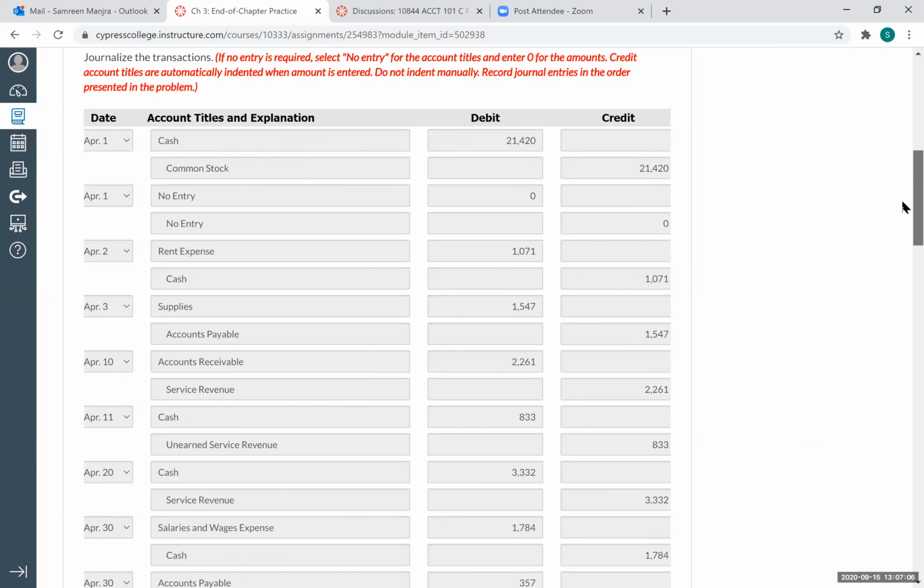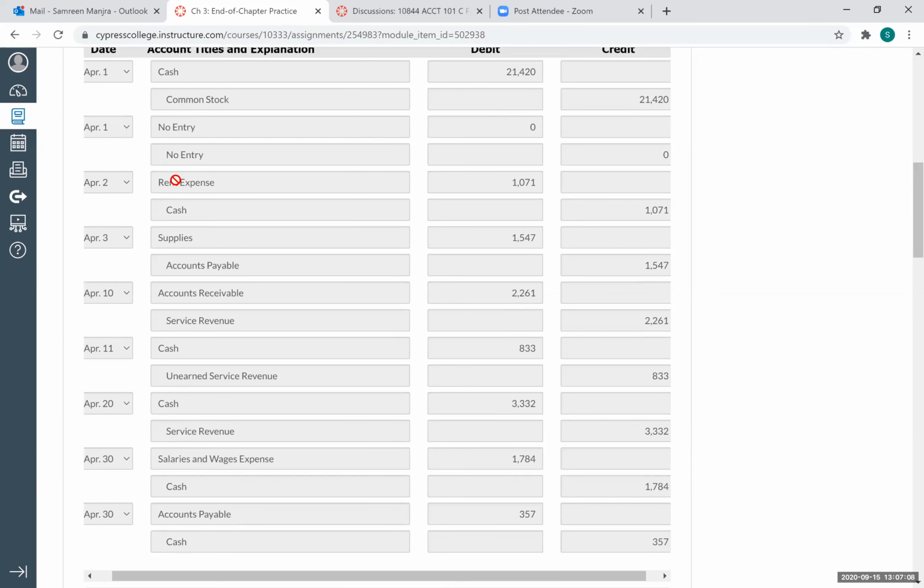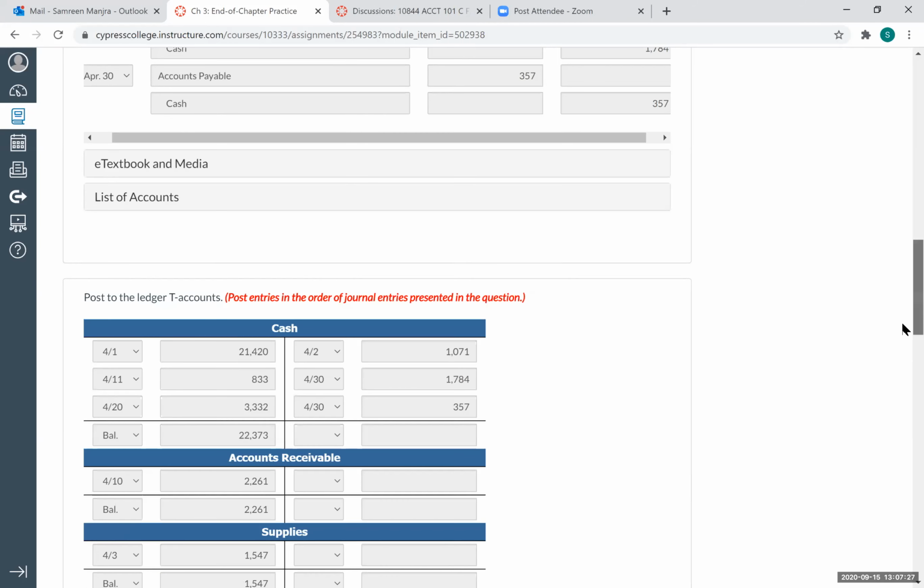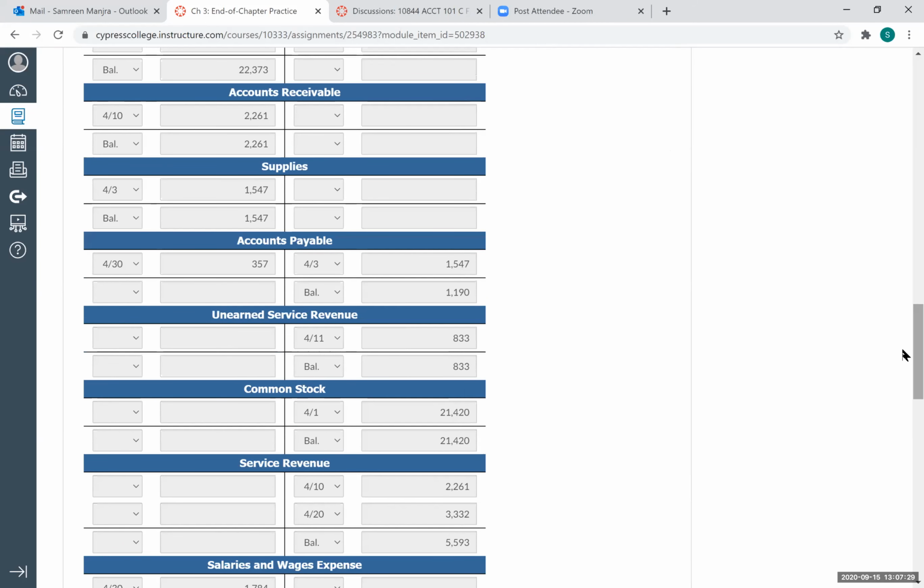The next line on April 1st is for common stock. So the next line here is for common stock, and I will include the amount of $21,420 in the credit column for the common stock account. So on the credit column, I'm going to be including the dollar amount.